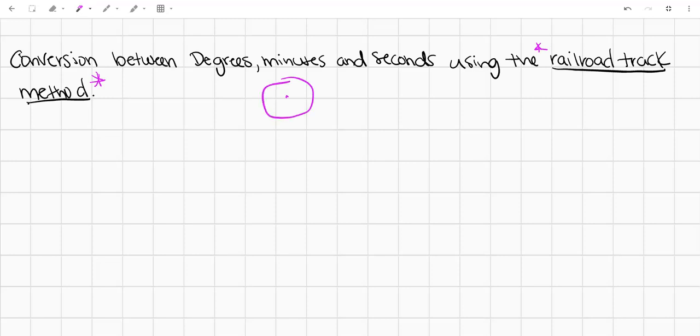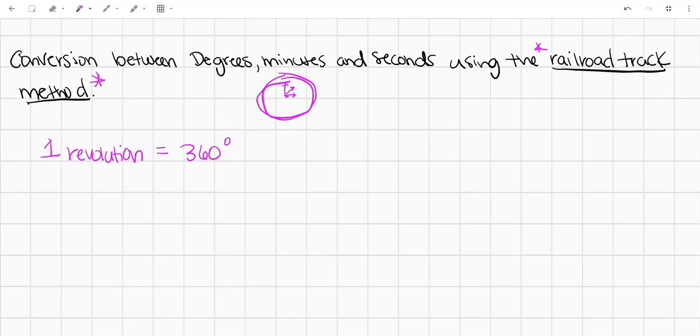Okay, so with a clock, you have your longhand and your shorthand, as well as your seconds hand. Okay, so imagine a clock where one revolution around a clock is equivalent to 360 degrees.